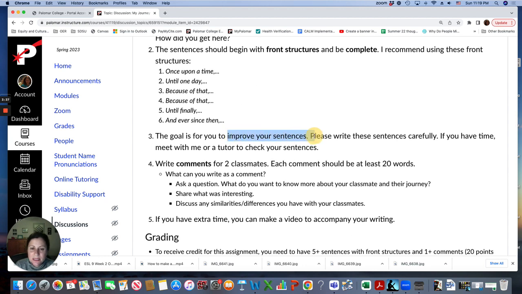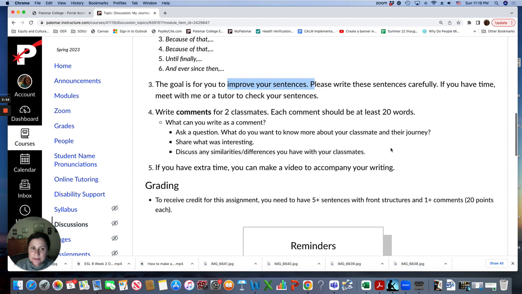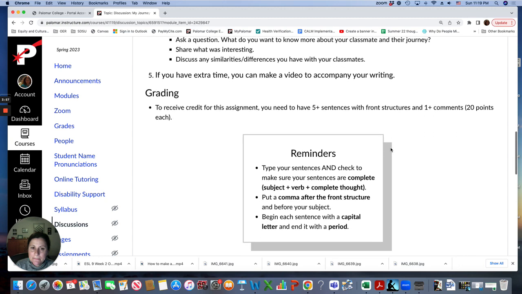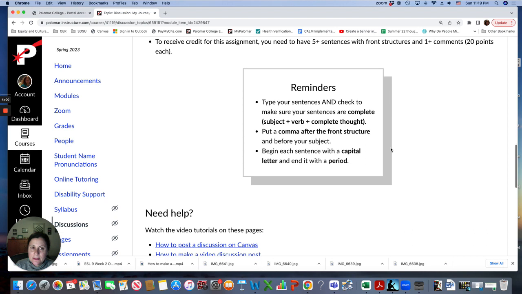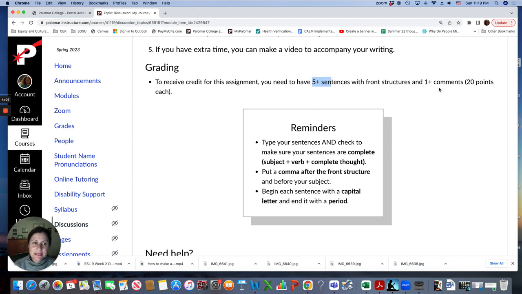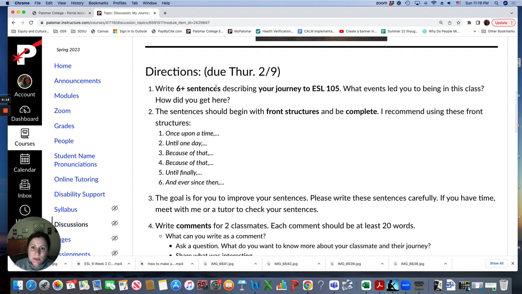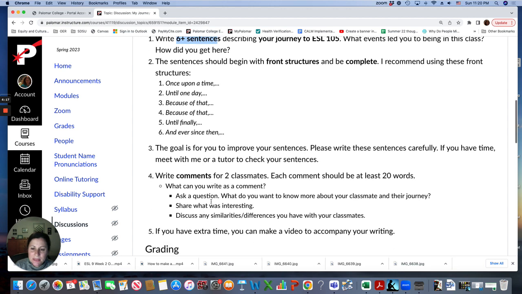So the goal is to really improve your sentences, so write it carefully, okay? If you have time, meet with me or a tutor to check your sentences. You also should write two comments for your classmates, and each comment should be 20 or more words. Okay. To get credit, for the minimum, you need 5 sentences and 1 comment to get credit as a completed assignment. Okay, but the best thing to do is to write 6 or more sentences and 2 comments.